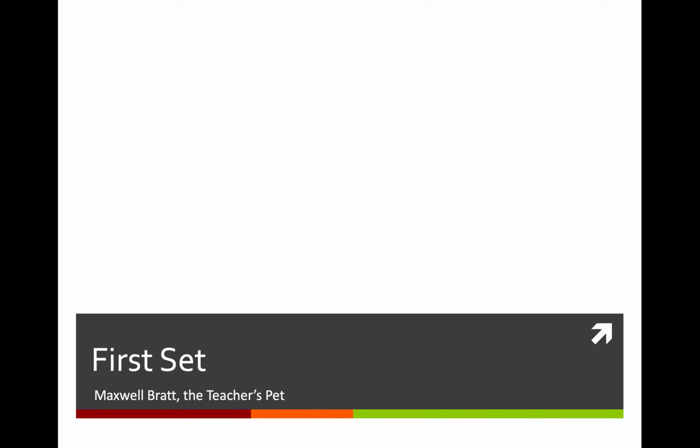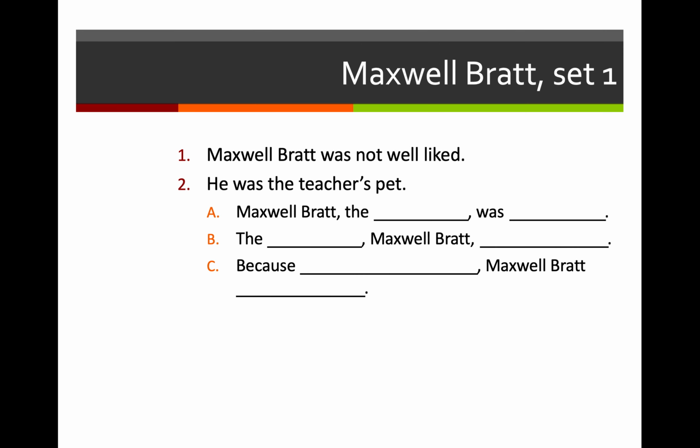The first set, Maxwell Bratt, the teacher's pet. Don't you love the name? Here's what you had. Maxwell Bratt was not well liked. He was the teacher's pet. All of it goes into sentence A. Maxwell Bratt, the teacher's pet, was not well liked. All of it goes into sentence B. The teacher's pet, Maxwell Bratt, was not well liked. And one thing you noticed is that structurally those two are identical. The only thing that happened was that Maxwell Bratt and teacher's pet traded places.